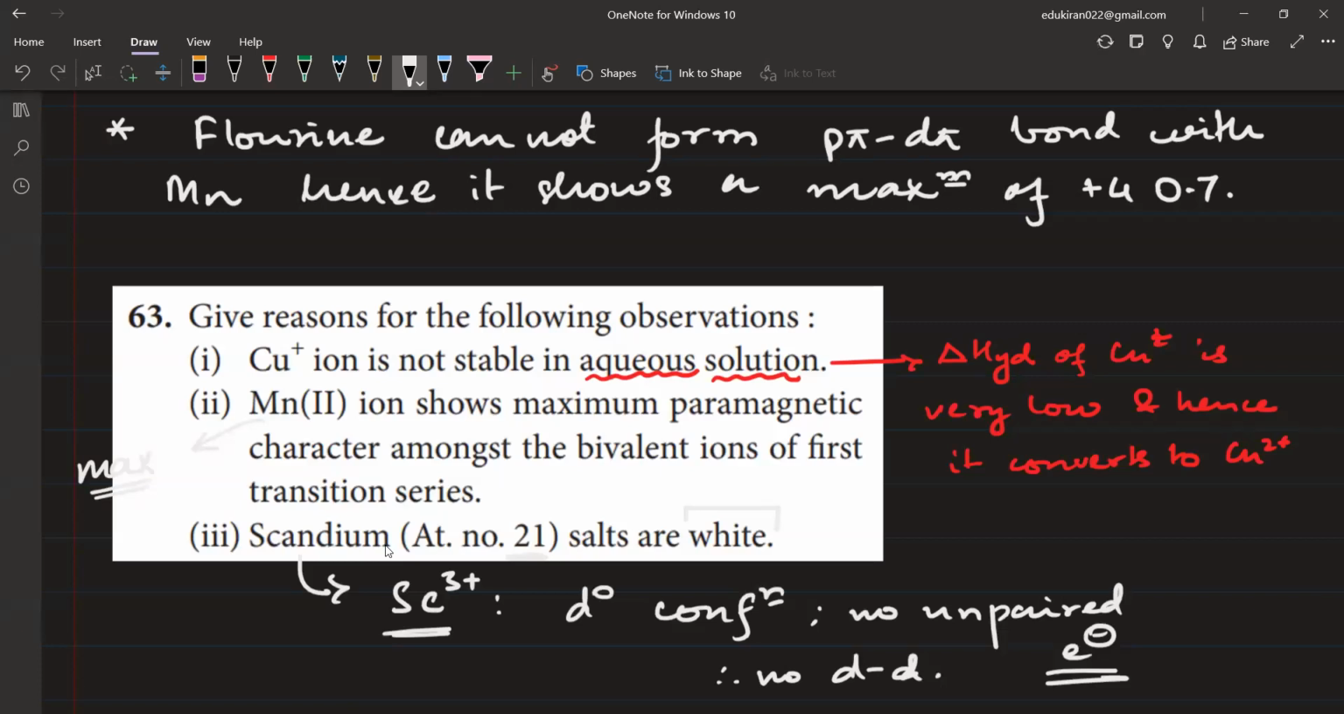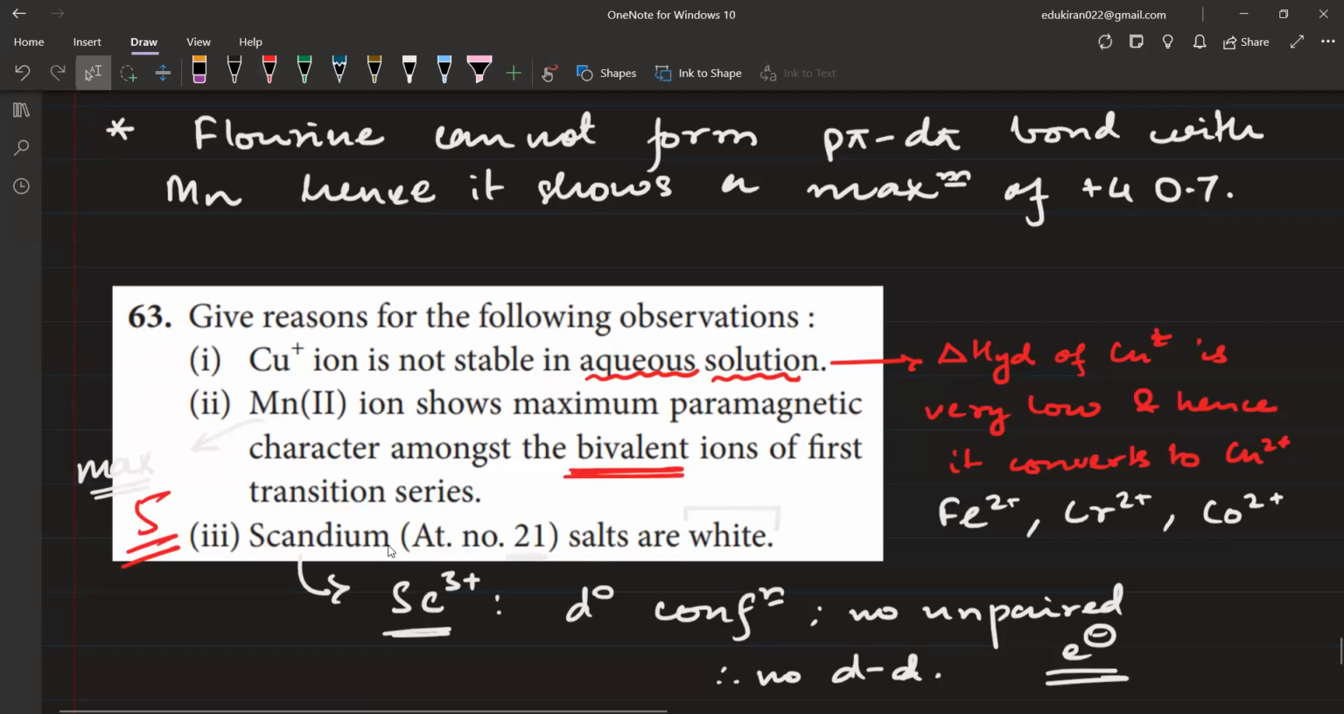Now Mn2+ is going to have maximum. देखिए बाइवेलेंट आयन में ऑफ द फर्स्ट ट्रांजिशन सीरीज. बाइवेलेंट मतलब क्या? Mn आप अगर कंपेयर कीजिए Fe2+, Cr2+, okay, cobalt 2+, all of them are going to have less than 5 unpaired electrons, but Mn2+ is going to have the maximum, that is 5 unpaired electrons. Okay, Mn2+ bivalent में सिर्फ, please remember this in bivalent.